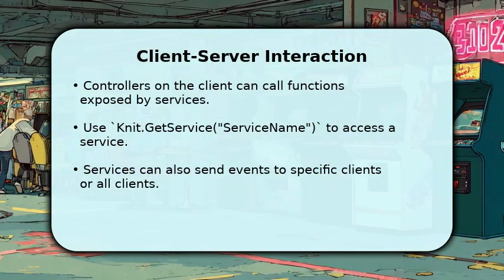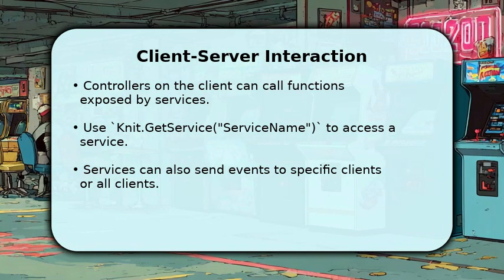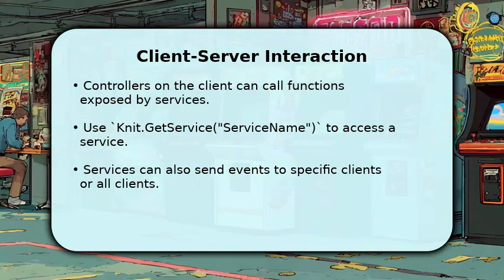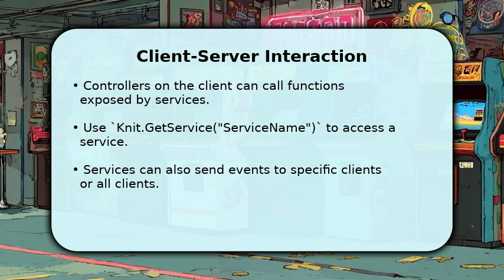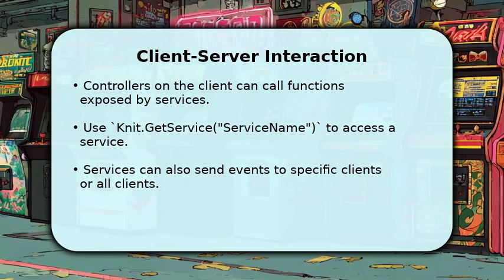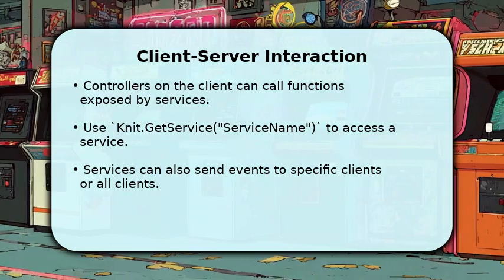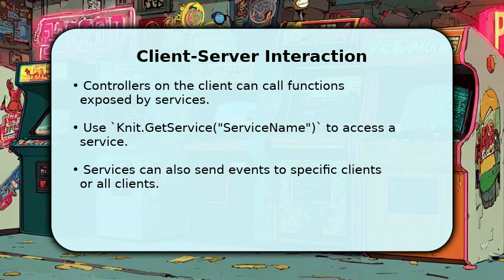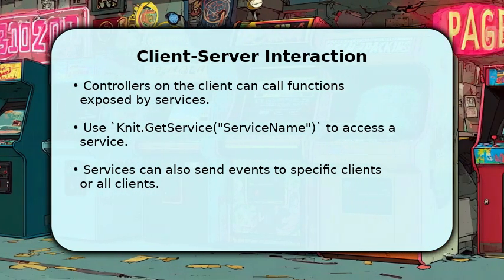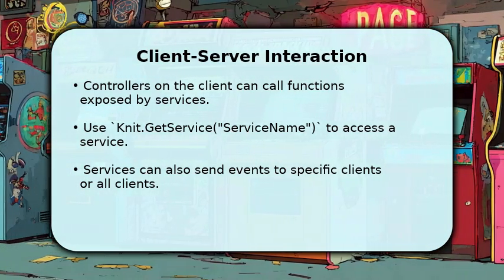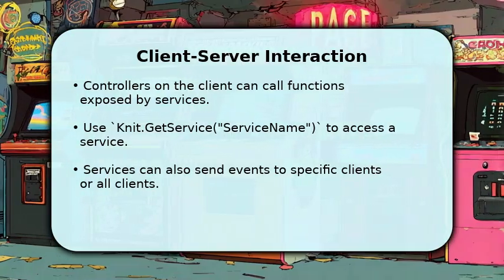Now, let's see how clients interact with these services using controllers. From a client-side controller, you can easily call functions defined in your server-side services. For example, a client might request to update a player's score by calling a function on the player data service. Conversely, services can also send events back to the client, allowing for real-time updates and dynamic gameplay. This seamless communication is a cornerstone of Knit's design.